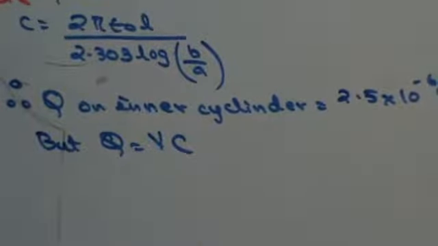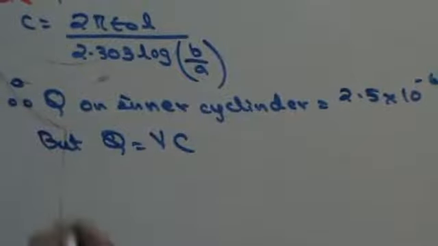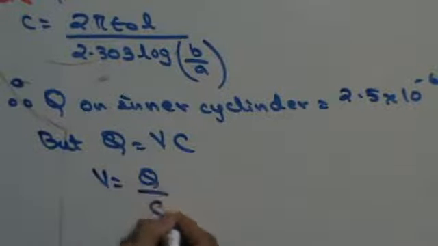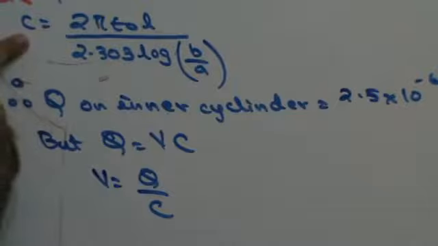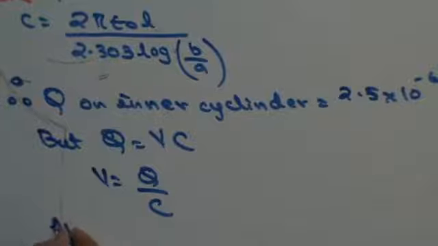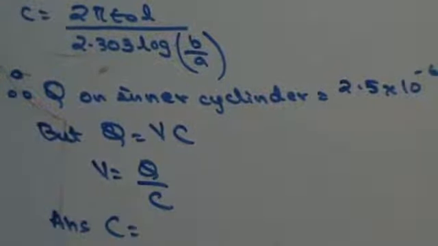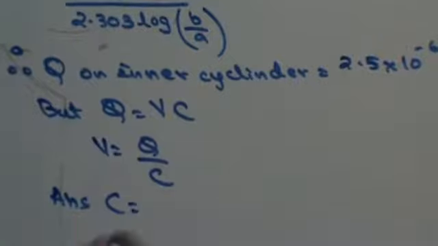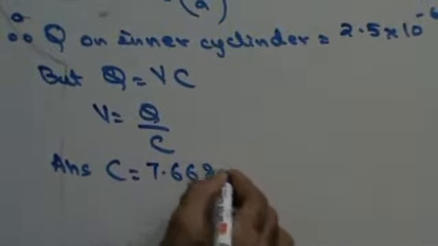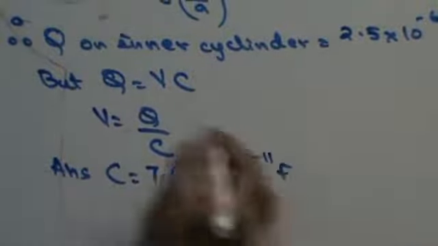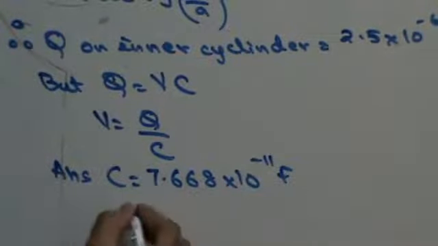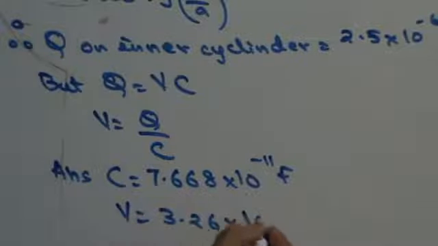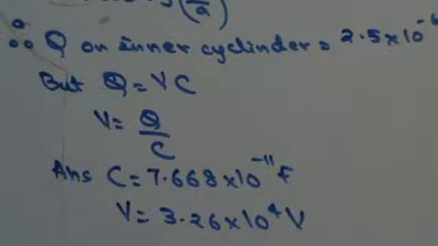They've asked me to find out the potential, so I can say V is equal to Q upon C. Q I know, C I would get from here. You should be able to get the answer for this. The answer for this sum should be: capacitance equal to 7.668 into 10 raised to minus 11 farad, and potential difference equal to 3.26 into 10 raised to 4 volts. Right? Next, take on next one please.